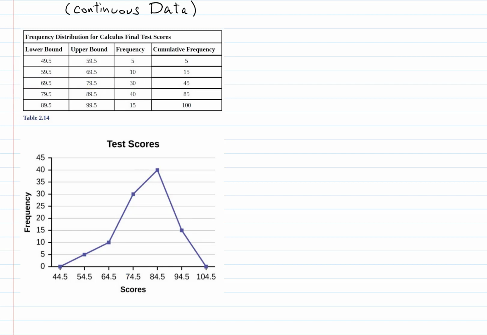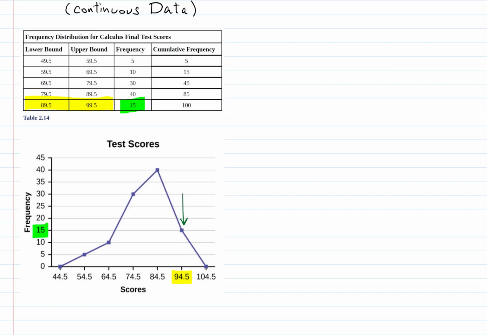Next interval, 79.5 to 89.5. The midpoint's 84.5. That one number represents that whole interval. The frequency is 40. And so we get this point. And one more. The last interval goes from 89.5 to 99.5. The middle is 94.5, so that one number represents the whole interval. The frequency is 15. And so we get this point right here.